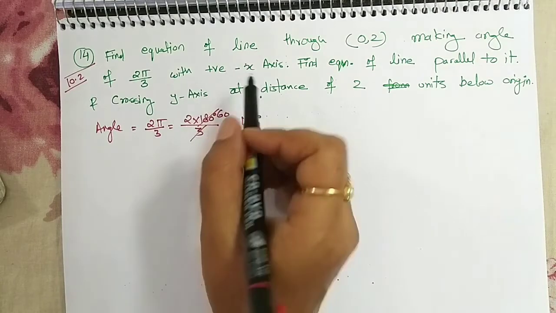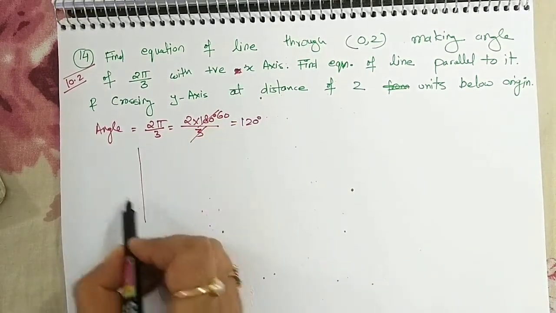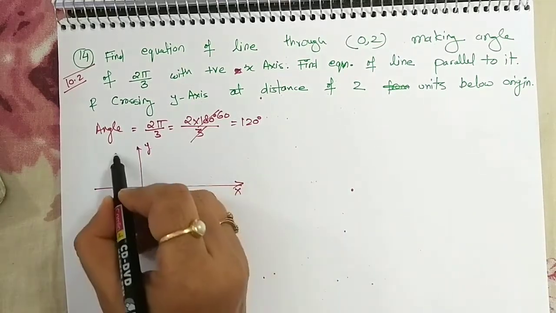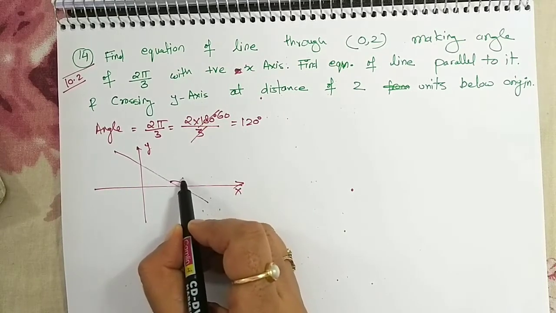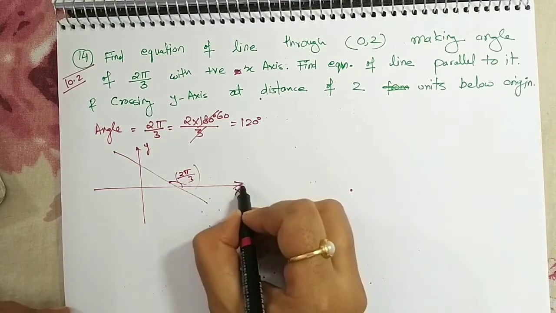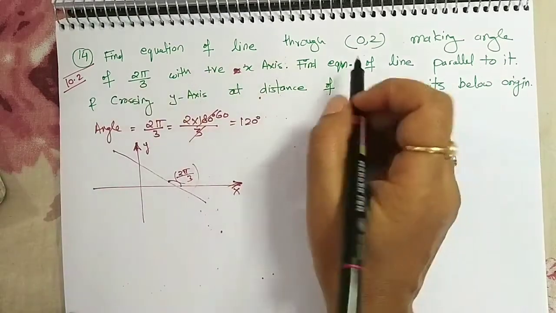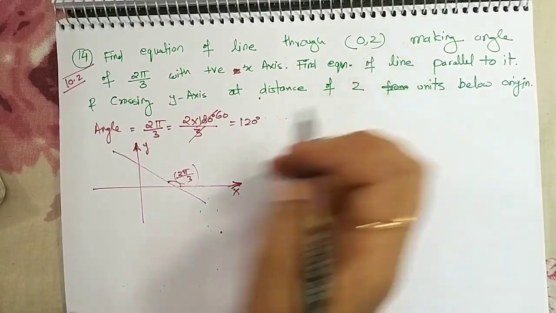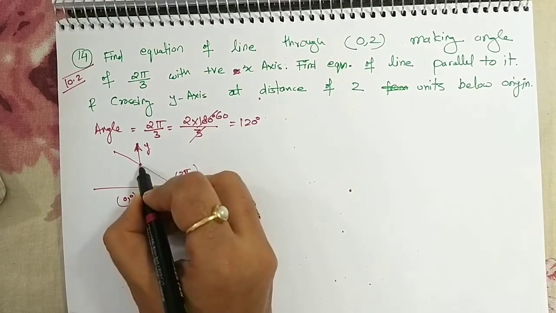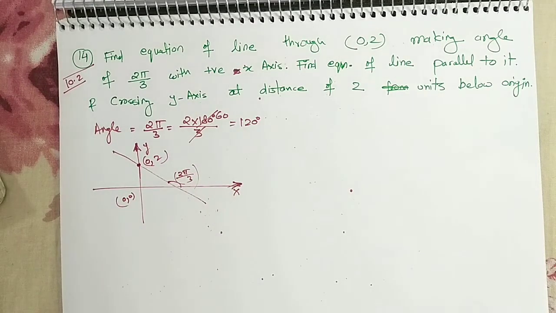So the line is making with the positive x-axis how much angle? 120. So possibly this is the x-axis and this is the y-axis, and possibly the line is something like this. Then only it will make a 2 pi by 3 angle. And this is my line, they are saying is passing through 0, 2. See, this is the origin 0, 0, so 0, 2 will be somewhere here. So it is passing through this point.